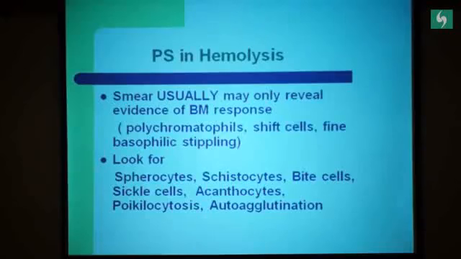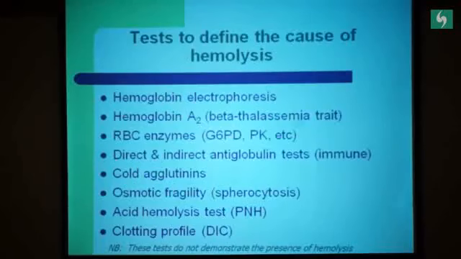What other tests can we do? Hemoglobin electrophoresis, hemoglobin A2, G6PD. PK is not usually commercially available. The direct antiglobulin test, DCT, cold agglutinins, osmotic fragility in spherocytosis. In PNH, what we do is acid hemolysis or flow cytometry for CD55 and CD59 and FLAER. And then if in a clinical situation we are looking at a DIC, then we do the coagulation profile.